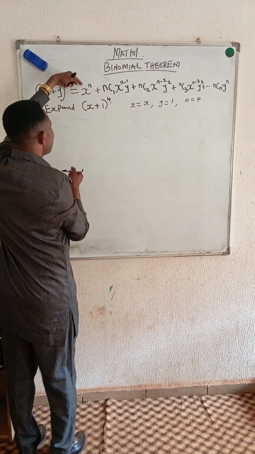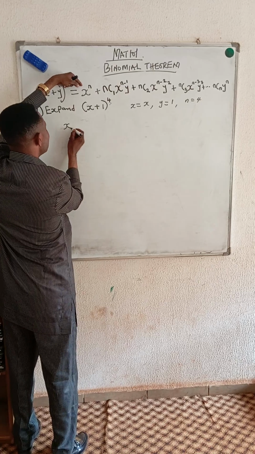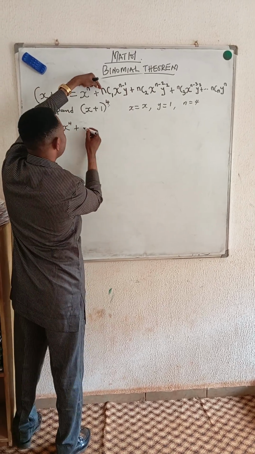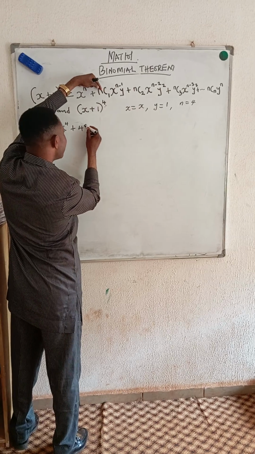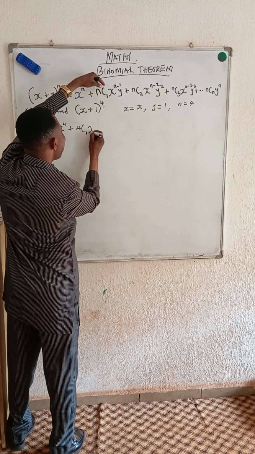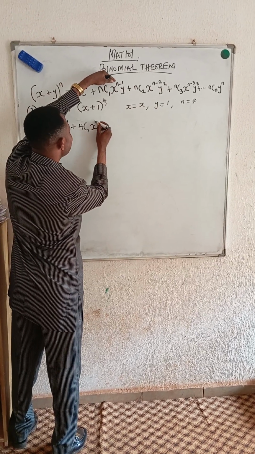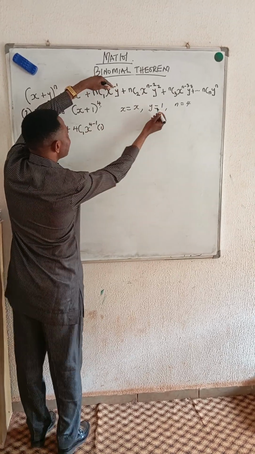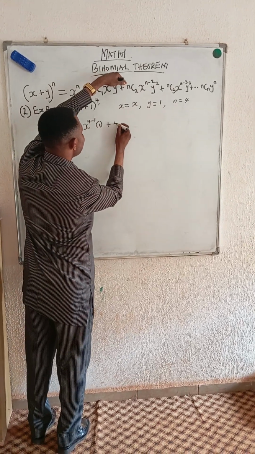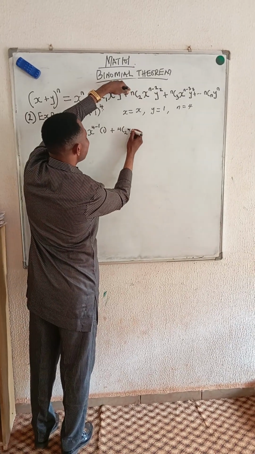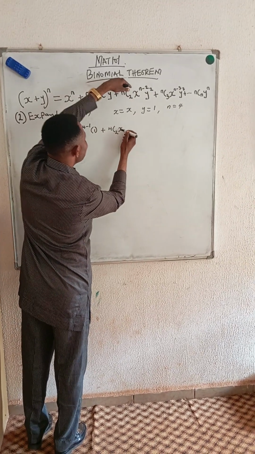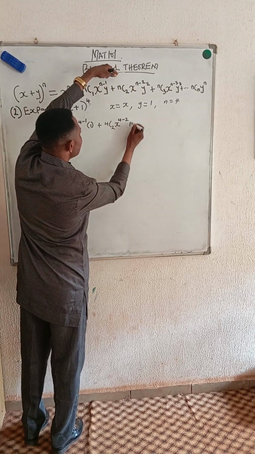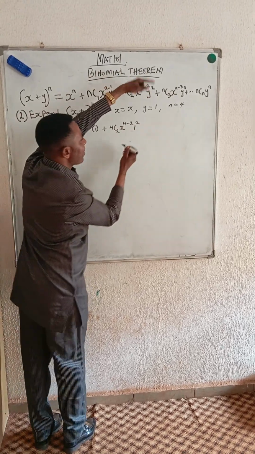Let's go. x is x. What is my n? n is 4. Plus n is 4, 4 combination 1, x, n is 4, 4 minus 1, power y. y is what? 1. Plus n is 4, 4 combination 2, x, n is 4, 4 minus 2, y is 1. We have 1 squared now because there is a square there.